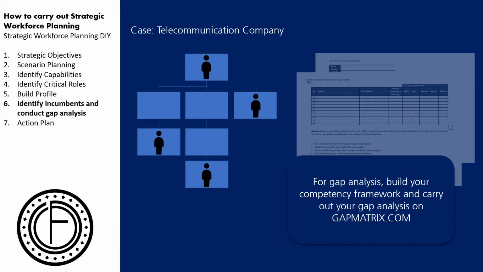Right, so in identifying incumbents, it's pretty straightforward at this point. Remember, we've identified critical roles. Like our telecommunication company, one of the critical roles we've identified is IT project management manager. So you want to spot these individuals within the organization. Whatever critical roles you've identified, you want to identify the individual by name, find them.